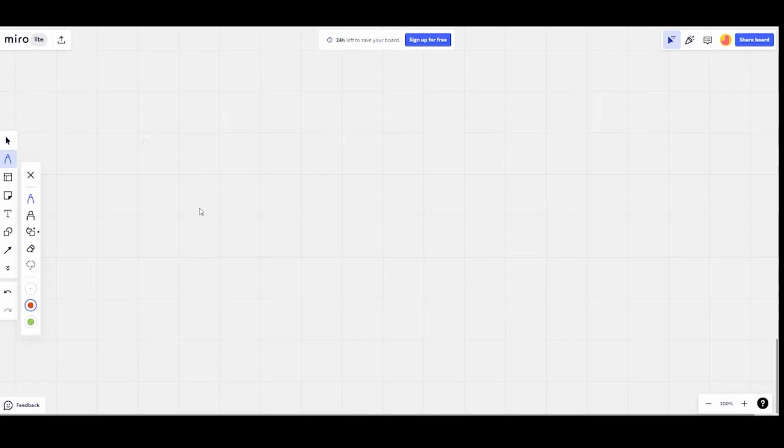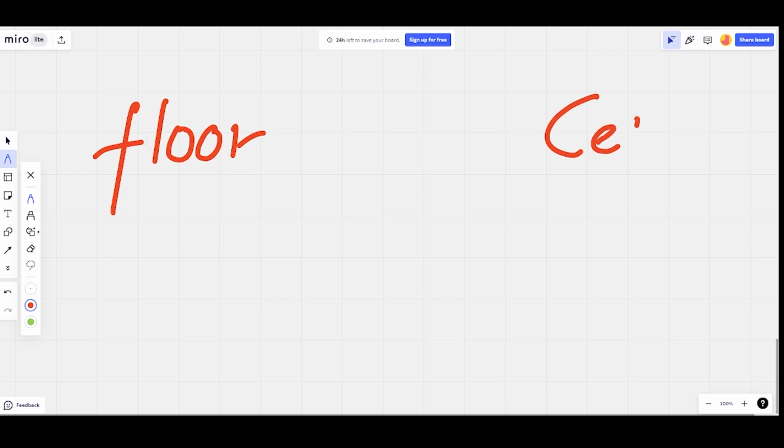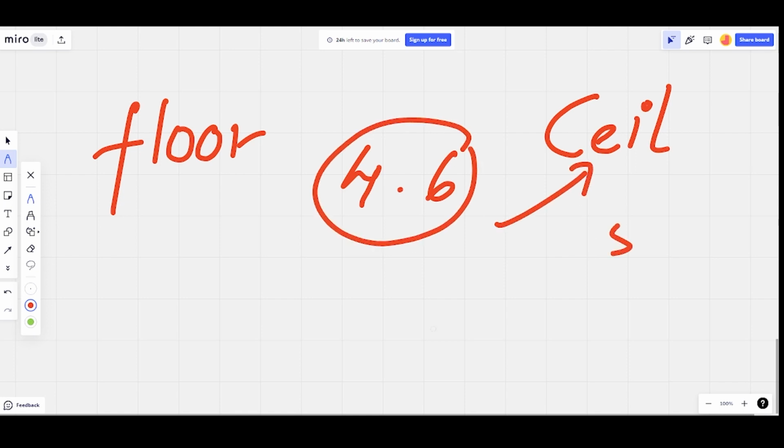Next, we have two functions: one is floor, and another is ceil. These are two interesting functions because one gives the floor of the number and the other gives the ceil of the number. What does it mean? For example, if I have a number, let's say 4.6, and I find the ceil of 4.6, it will give me 5.